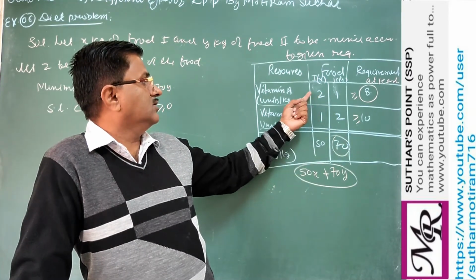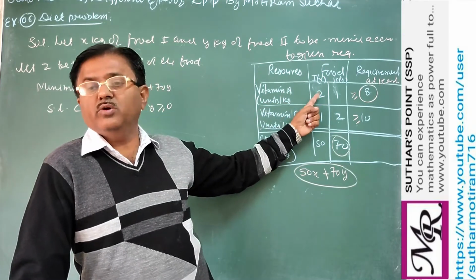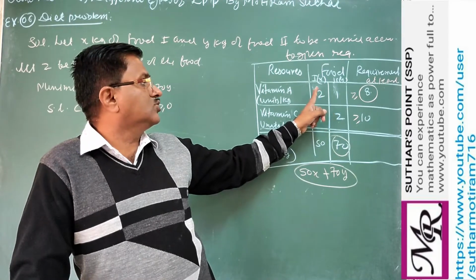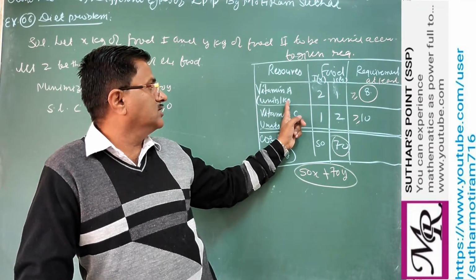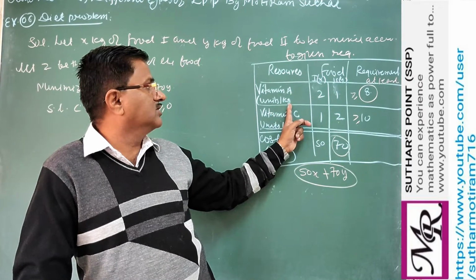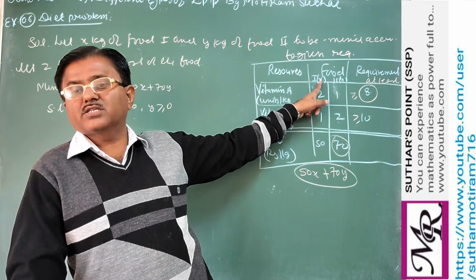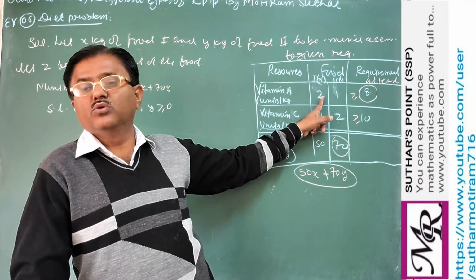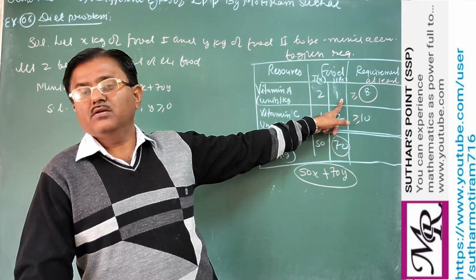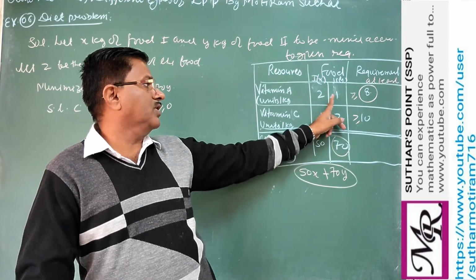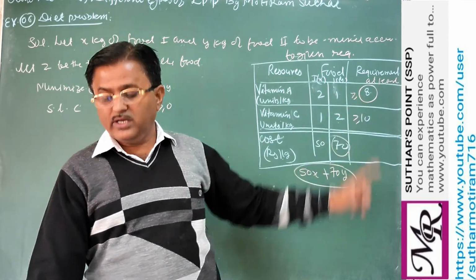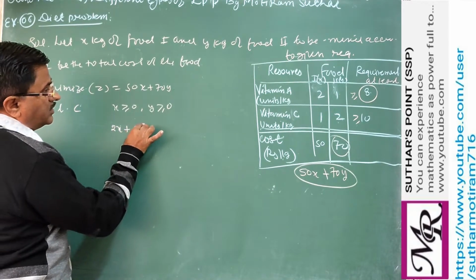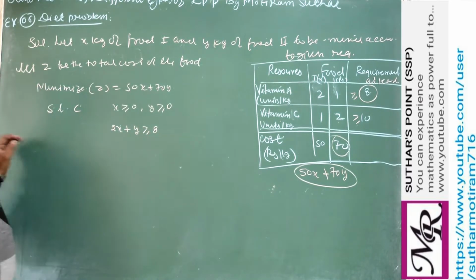Now see here, what is the total unit of the vitamin? This is very important. How do we write it in the form of an equation? It says 2 units per kg of vitamin A, and we are taking x kg. So the vitamin A in the first food is 2x, and in the second it is 1 into y. So the condition is 2x plus y should be greater than or equal to 8.